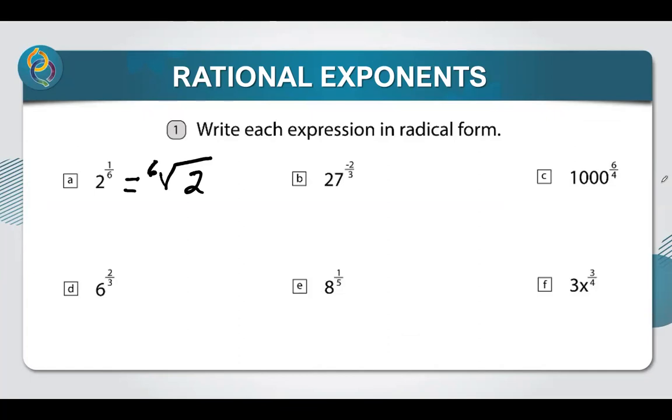Let's have 27 raised to the negative 2/3. What will you do? I think the first thing we need to do is make sure that you don't have a negative exponent. So what do you do when the exponent is negative? You remember in our discussion previously? You put that down. Yes, we said x to the negative 1 is the same as 1 over x, right?